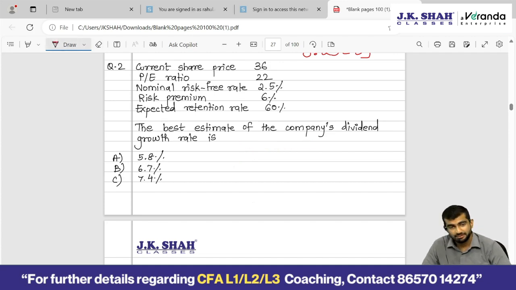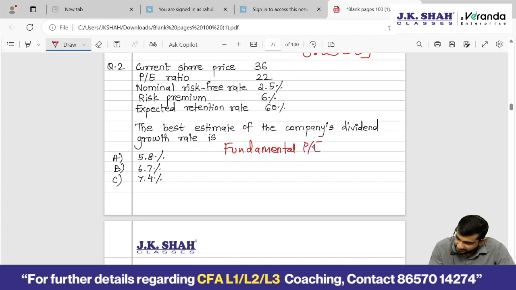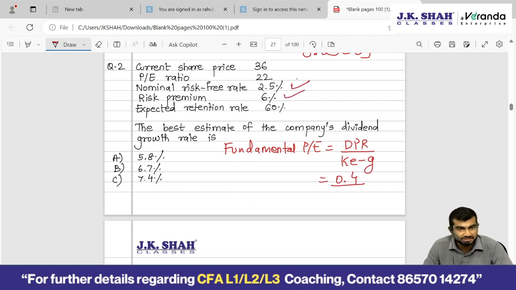So then what to do? Try another method. Fundamental PE ratio. Fundamental PE is dividend payout ratio upon KE minus G. Dividend payout ratio is 1 minus retention rate, 0.4, upon KE, which will be your nominal risk free rate plus the risk premium. So 8.5% is the KE. So 0.085 minus growth rate. I could have got it this way, but the only problem is that this is PE ratio. They have nowhere mentioned it is fundamental PE. So again, I'm restricted from using this.